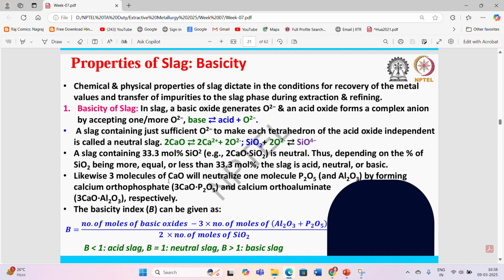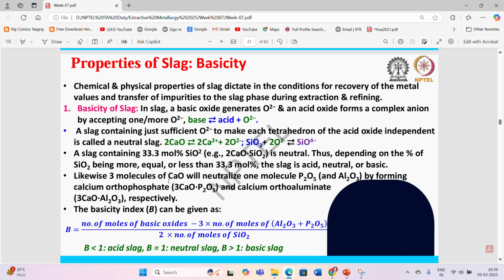So the slag properties also define which metal oxide is going to get reported inside the slag phase, or which metal sulfide is going to get reported inside your liquid sulfide metal phase. So, the first property is basicity. Basicity of slag is majorly a factor of the SiO2 present and the calcium oxide present inside that particular slag material. In slag, a basic oxide generates O2-, and an acid oxide forms a complex anion by accepting one or more oxygen anions. Then base will get converted into acid plus oxygen anions.